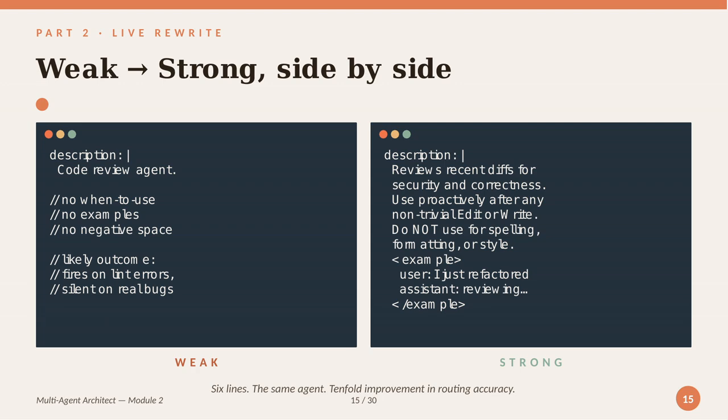Same agent. The system prompt, the tool list, the model, every other piece is identical. The only thing that changed is the words at the top of the file. And the routing accuracy is roughly tenfold. This is the lesson. The description is not a label. It's a contract with the orchestrator about when you run and when you don't. Spend 10 extra minutes on this one field and you'll save yourself 10 hours of debugging why isn't my agent firing later.